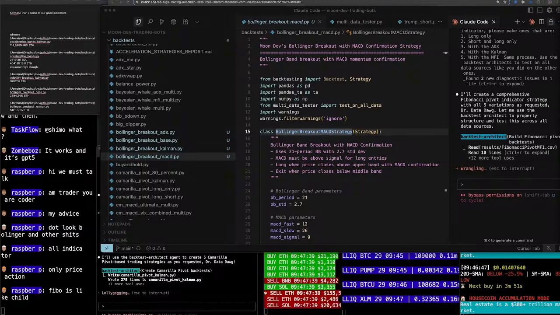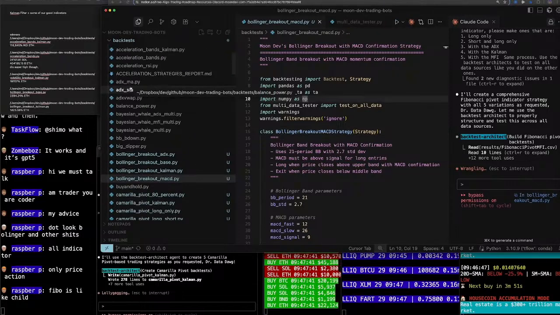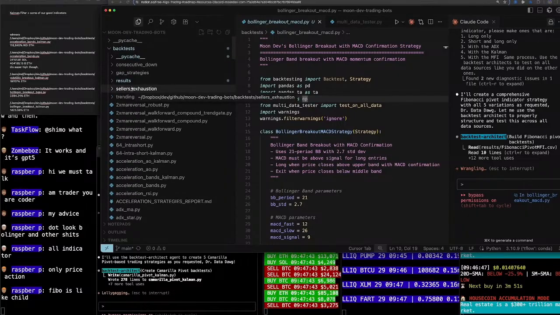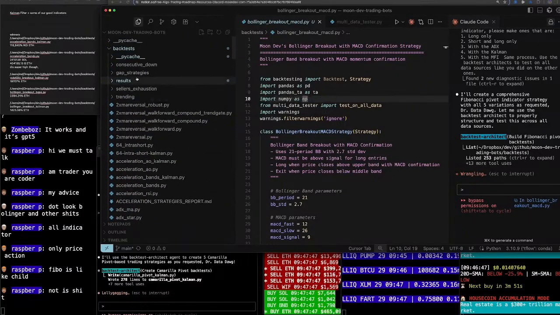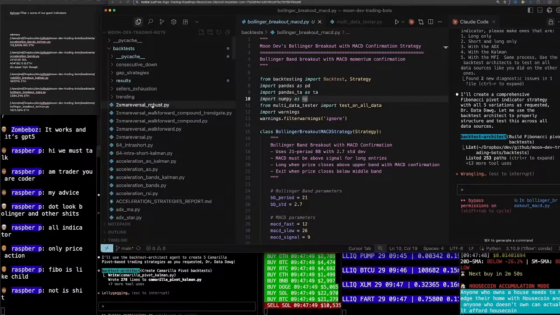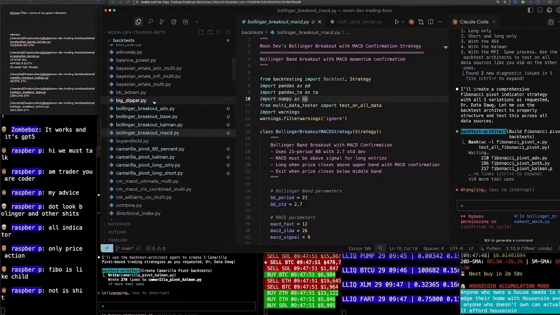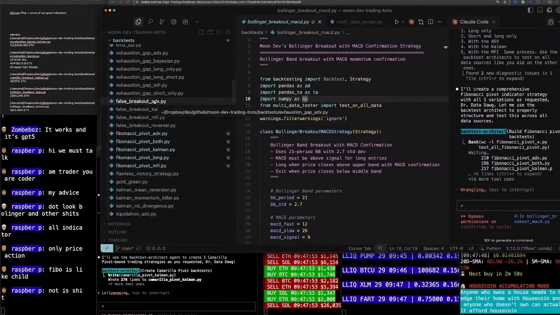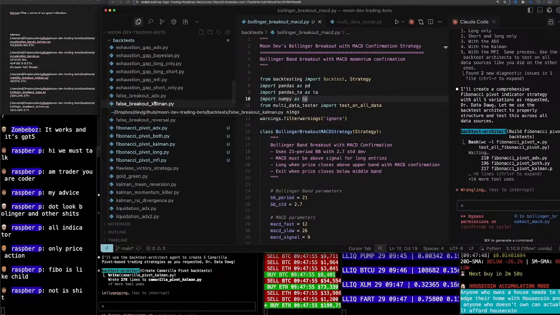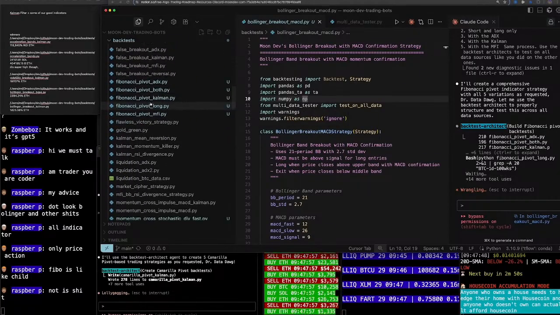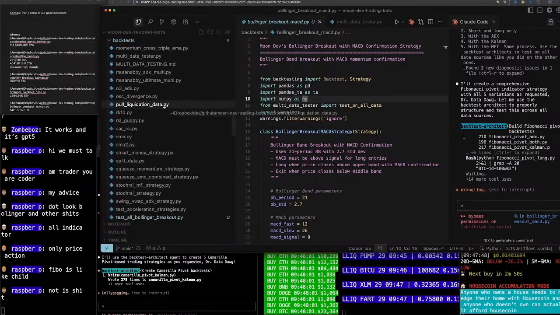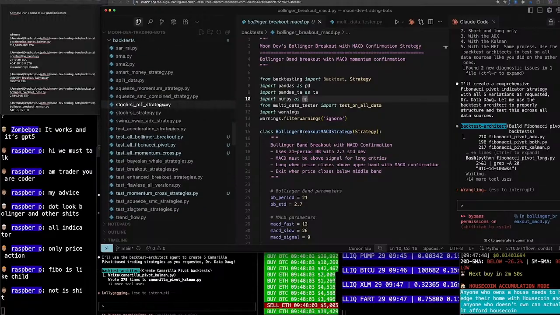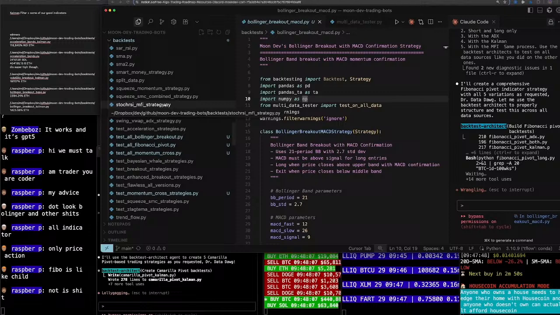I do want to look through these real quick, actually. Oh, snap. I was gonna make folders for this. Dang, I forgot. Do you trade by hand, Rasper?